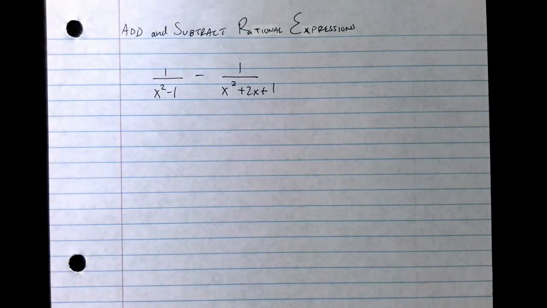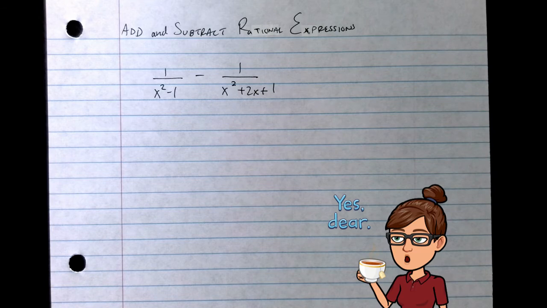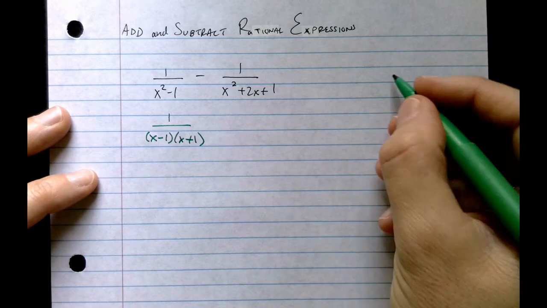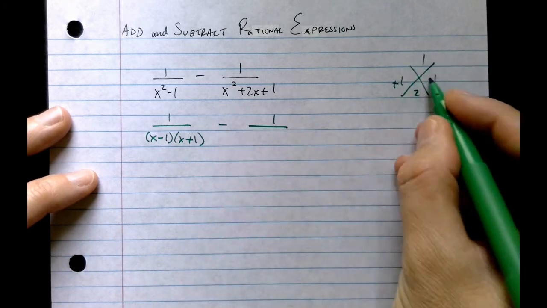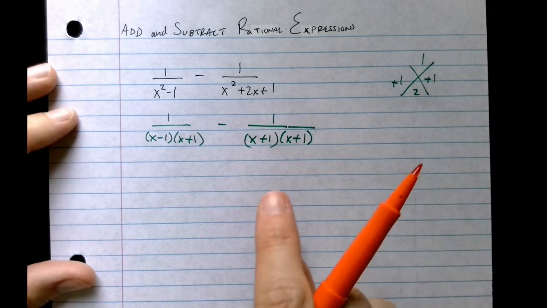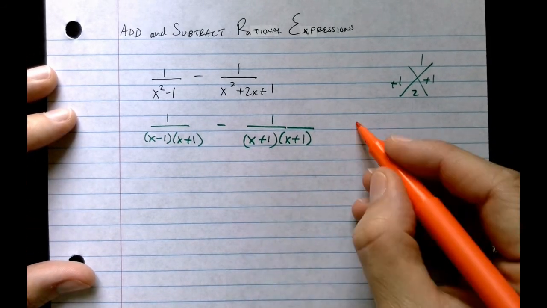The first thing you want to do is factor. You need to look at these in factored form on the denominators because that's going to guide you on what your restrictions are and what your common denominator needs to be. Now that we have this factored, let's talk restrictions.